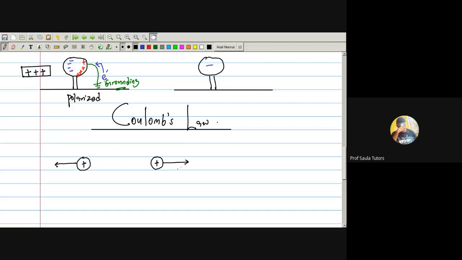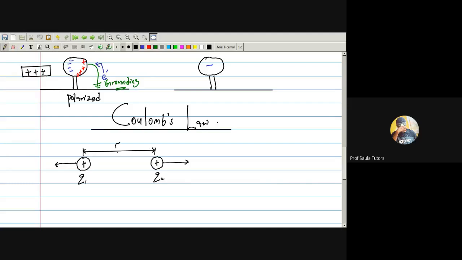Now, I want to teach you something that confuses many people. Let me call this charge Q1 and let me call this charge Q2. Let me now say that the distance between these two is R. That's what we use in force fields: we use the distance to be R. This distance is R.